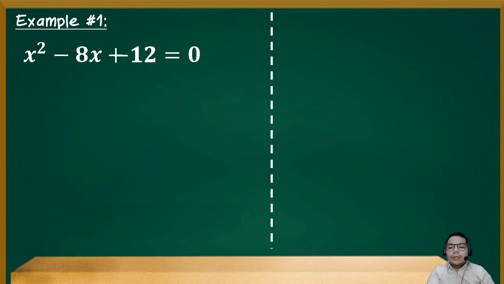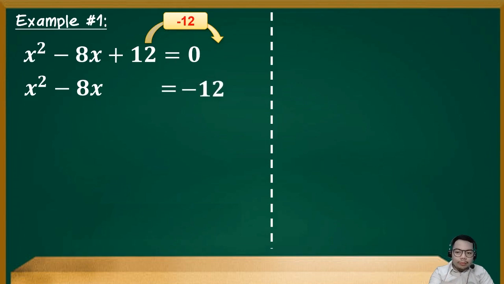Okay, let's consider example number 1. We are given x squared minus 8x plus 12. So the first step says we have to transfer the constant term to the right side of the equation. Since it is plus 12, you have to transfer it to the right side, so you have to make it negative 12. So this is what will happen. Diba? From positive 12, since it will be on the right side of the equation, it will become negative 12.